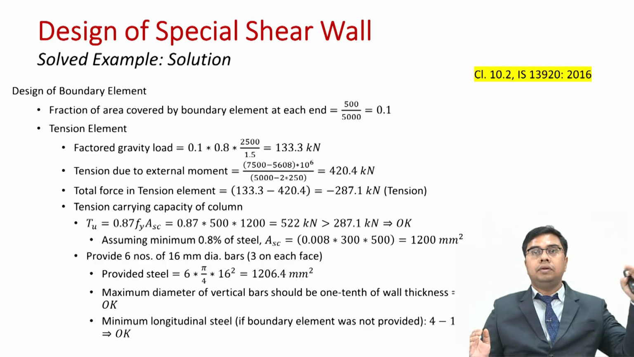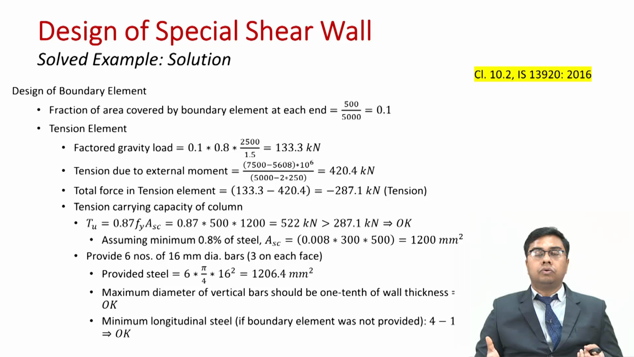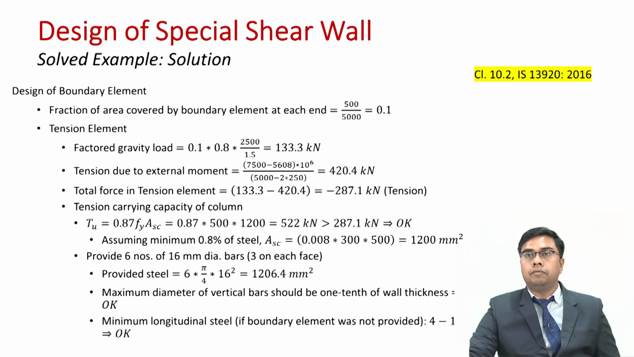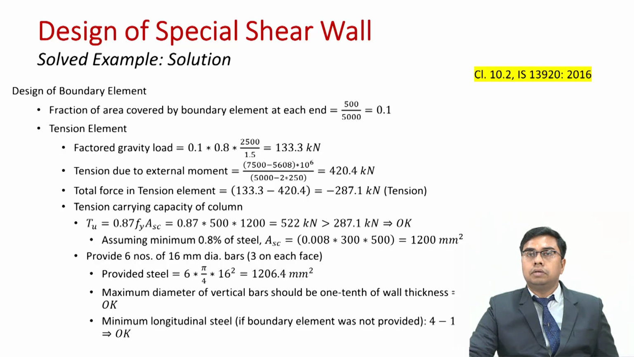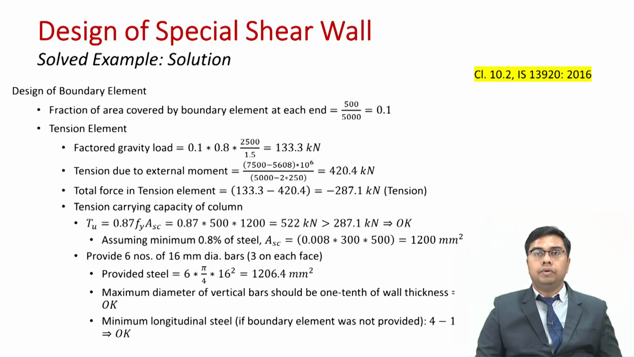Now due to external moment, what would be the tension? The remaining moment which was being carried by the boundary elements in tandem, one in compression, one in tension, divided by the lever arm gives us the value of tension force in the tension element, and therefore the total force in the tension element becomes equal to 133.3 kilonewton minus 420.4 kilonewton, which is minus 287 kilonewton, which means this element has a tension force of 287 kilonewton.